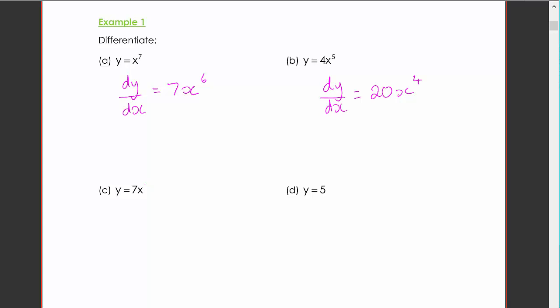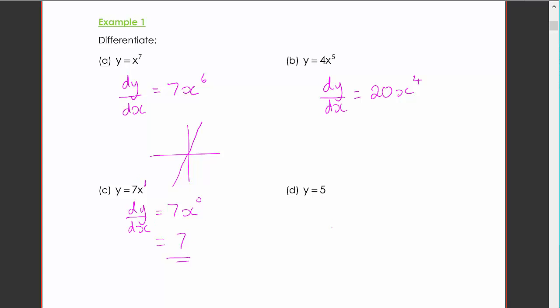Now when we have 7x, remember that's 7x to the power 1. So the 1 comes down in front and multiplies, which gives us 7x, and reduce the power by 1, which is 0. But of course, x to the 0 is just 1. So that's just 7. Now that makes sense because y equals 7x we know is a straight line, and the gradient all the way along it is 7. So it would make sense that the gradient function is 7.